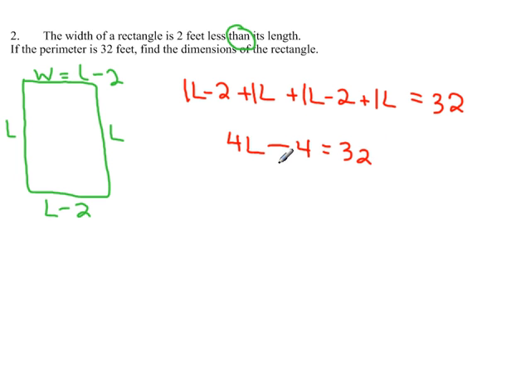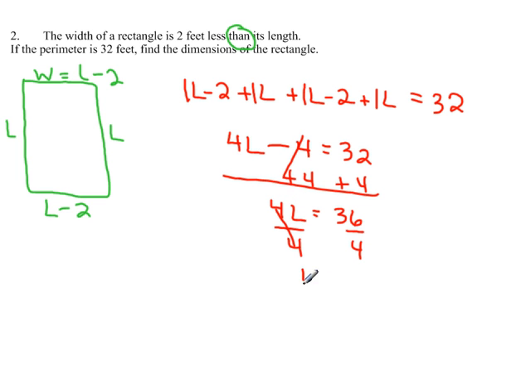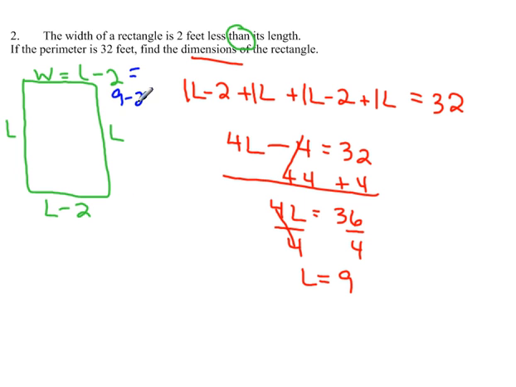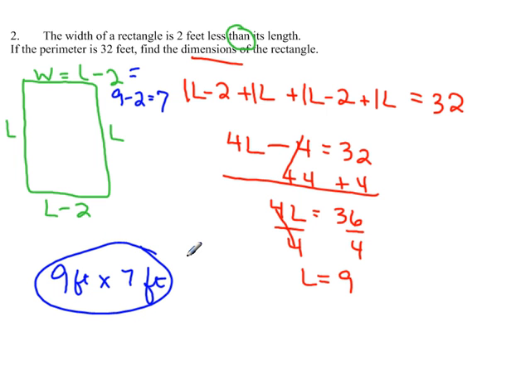Get rid of the minus 4 by adding 4 to both sides. So 4L equals 36. Again, get rid of multiplication by dividing. And L equals 9. Again, we want the dimensions, so we're going to have to substitute to find that width. So the width here is going to be 9 minus 2, or 7. So I write length and width, so this is 9 feet by 7 feet. And that's the perimeter problem.